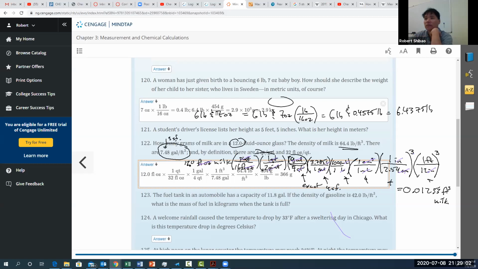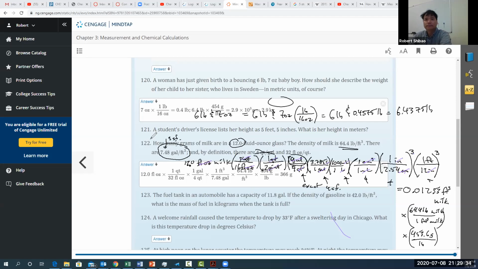And so what are the other conversion factors? I got to go from cubic feet to pounds. And so I would multiply 64.4 pounds of milk per 1 cubic foot of milk. And so this gives me pounds of milk, but they don't want pounds, so I need to convert it to grams. So 453.6 grams in a pound of anything. So I needed two more conversion factors there.